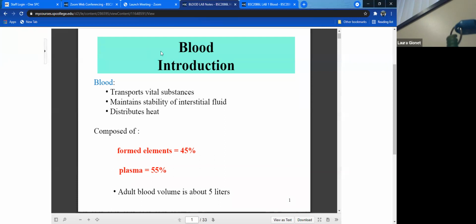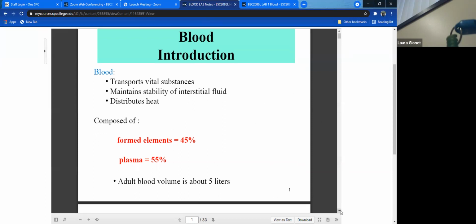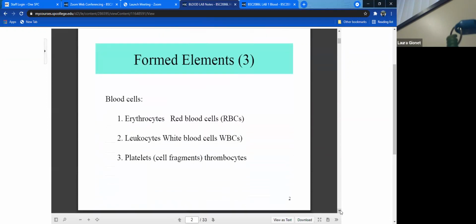So here I have the PowerPoint notes, and it talks about blood. Blood functions: transports vital substances, maintains stability of interstitial fluid, distributes heat. And that's a big function of the water component of blood. It's composed of formed elements, 45%. Formed elements are red blood cells, white blood cells, and platelets. And plasma is 55%. The adult blood volume is about 5 liters, give or take. Of our formed elements, we have red blood cells, white blood cells, platelets, erythrocytes, leukocytes, and thrombocytes.